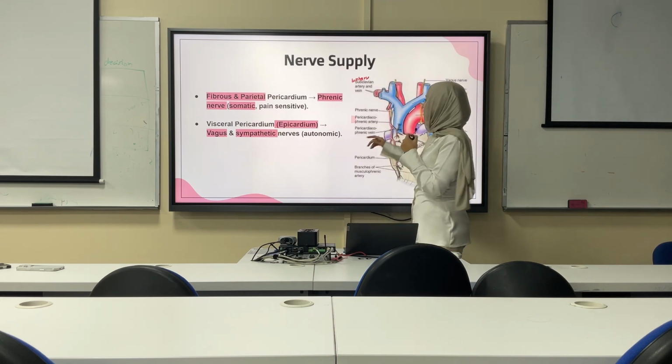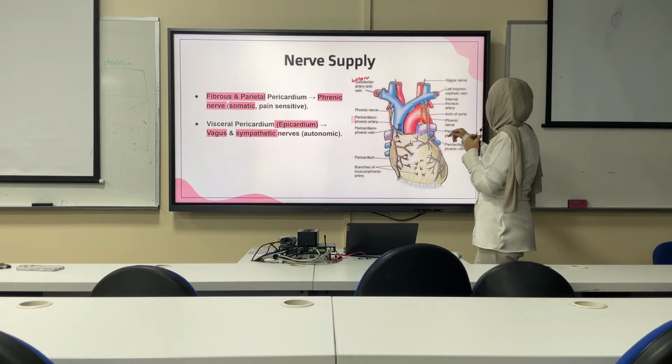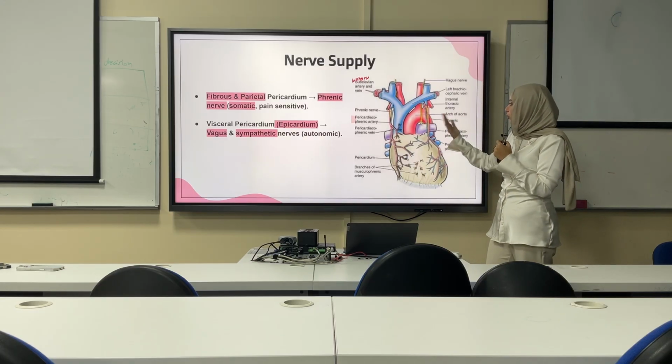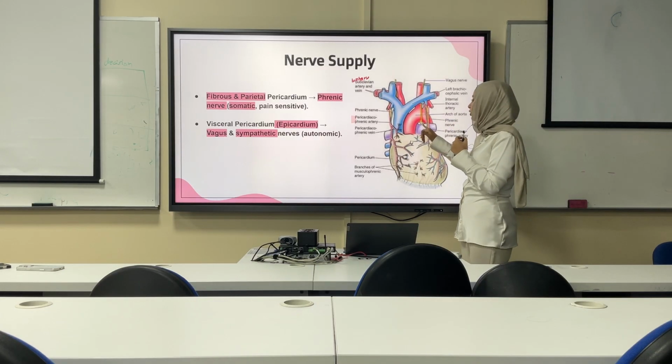I just wanted to show you here how the phrenic nerve, you can see, is more on the outer side, and then the vagus nerve is more on the inner side.